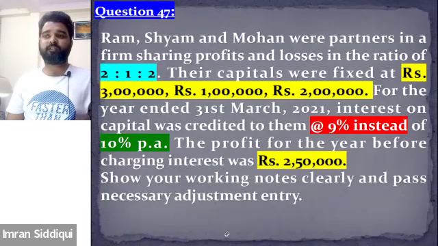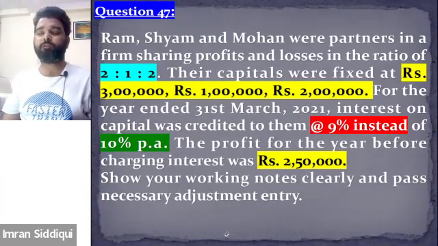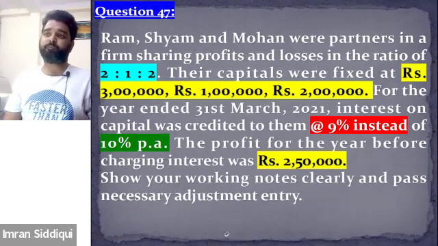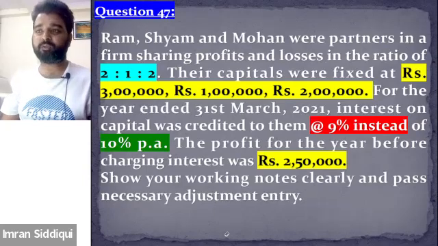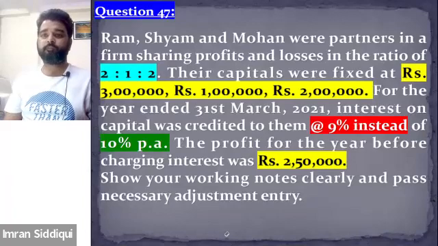That means there is again a difference of 1% only, but that 1% must have been earlier divided as profit, right? Because we are not giving the interest to the partner. There is a difference of 1%. The same amount which is not allocated among the partners by way of interest must have been divided among the partners by way of profit. Okay, so there is a profit of rupees 2,50,000. We need to show the working notes and pass the necessary general entries.